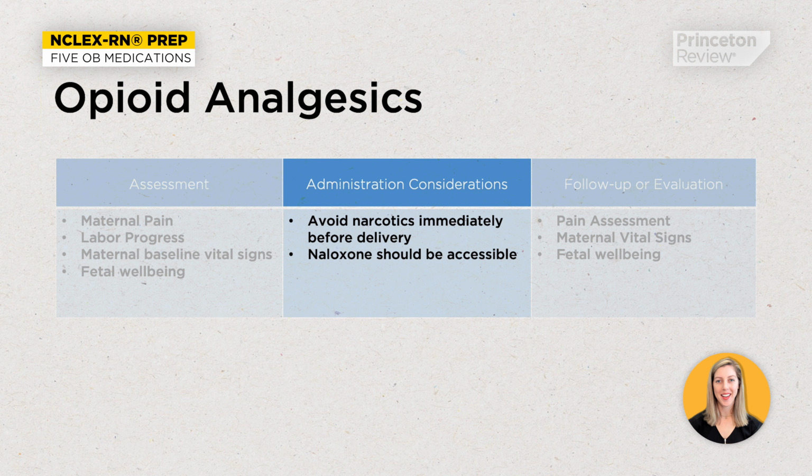Opioid analgesics do cross the placenta and may affect the respiratory drive of a newborn if given immediately before delivery. For this reason, naloxone, a narcotic antagonist, should be easily accessible in the event that a newborn has significant respiratory distress after delivery.